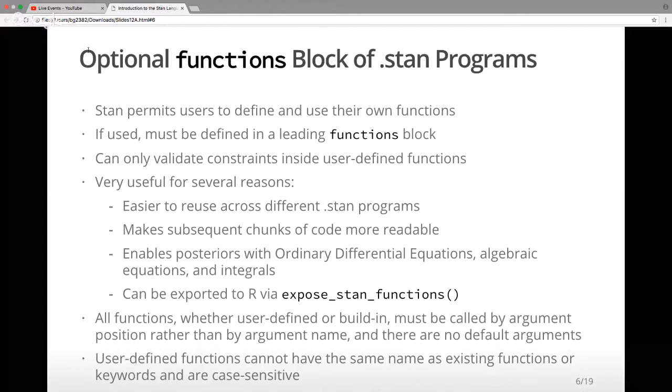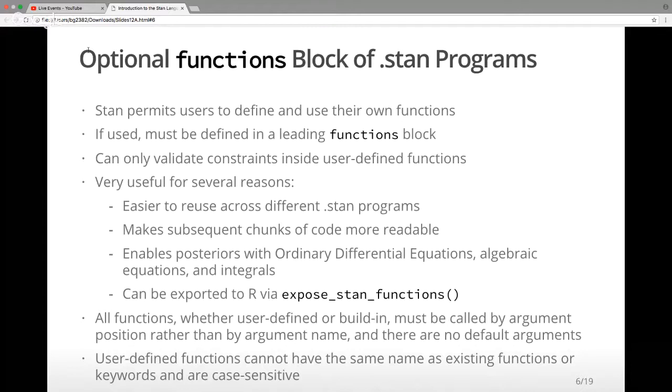So thus far we've only done the functions block. There are some more blocks that come later, which we'll talk about the rest of the day. For these user-defined functions, you cannot evaluate or validate those constraints at compile time or even at runtime. If you're going to do that, it has to be inside the functions, but you can put print or reject statements inside those functions if you get input that you were not expecting.